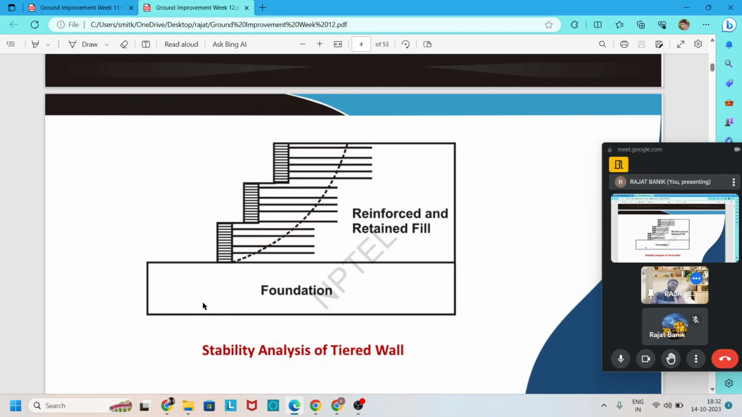But when we need to check the overall safety, we do not consider the sections individually. We take the whole wall at once and check its safety: we check sliding, overturning, and also the bearing capacity. In this way, we design the mechanically stabilized wall for tall or large heights with the help of tiered walls. And these are the tiered walls; you can see this picture.